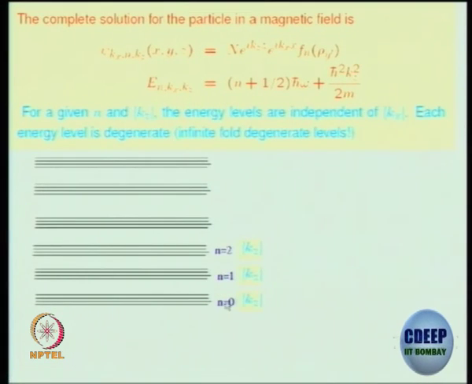Okay, pictorially I can show, if I look at the ground state n equal to 0 with a specific kz, I have put it, I am not very good at putting infinite, nobody is good at it. So I just put in many lines to say that each level you can have many wave functions depending on the choice of kx to be different, but all of them will share the same energy. Okay, so this is what is sometimes called Landau levels.